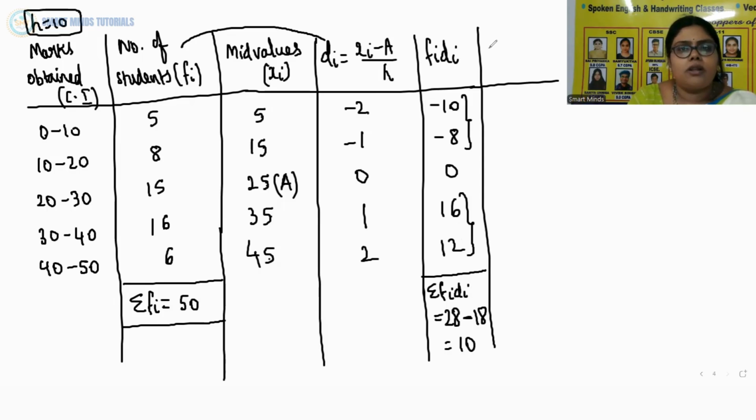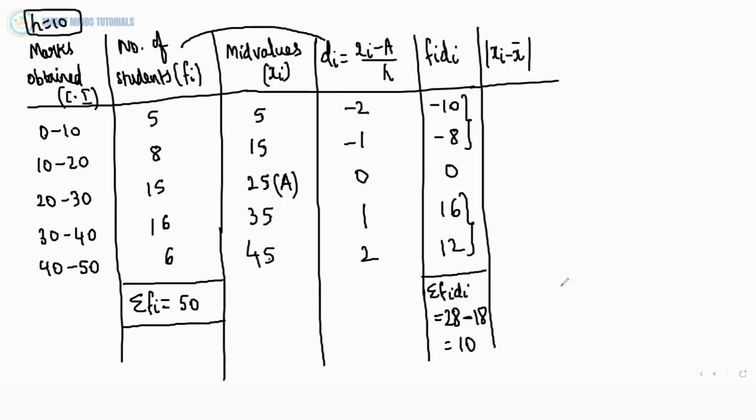Now the next column which we need is mod xi minus x bar, and then we want fi mod xi minus x bar. Now for this we need to find out x bar. X bar is mean. So before doing the last two columns, we need to find out mean. So let us find out what is mean.